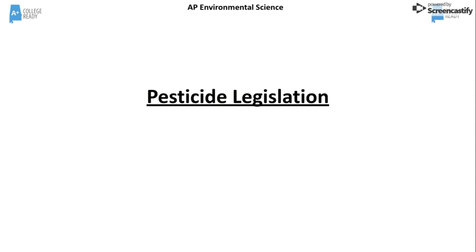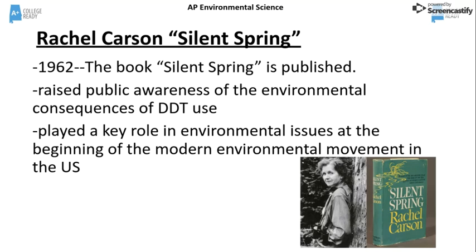Pesticide legislation includes various acts and treaties aimed at regulating pesticide use. Rachel Carson is credited with bringing attention to the environmental degradation resulting from use of chemical pesticides in her book Silent Spring, published in 1962. Environmental awareness increased, leading to several pieces of legislation.